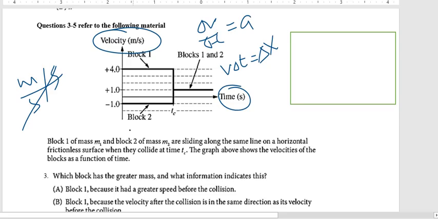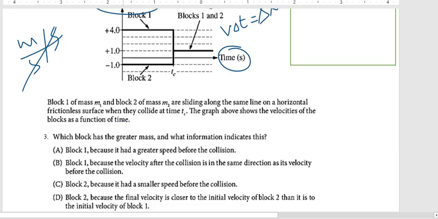Sometimes, yes. Okay, so you have a block of mass, and I draw this as I go. Block 1 has a mass of M1. Block 2 has a mass of M2. I don't know anything about them. I'm guessing they're sitting on something flat, sliding along the same horizontal frictionless surface. Oh, no, they're not stuck. That's a weird way to put that. Okay, so they are sliding along the same surface, and they collide at time t.